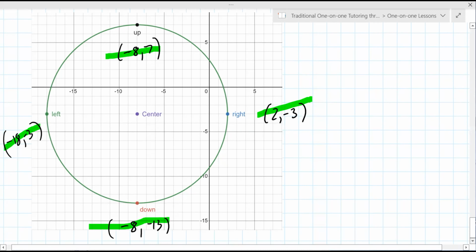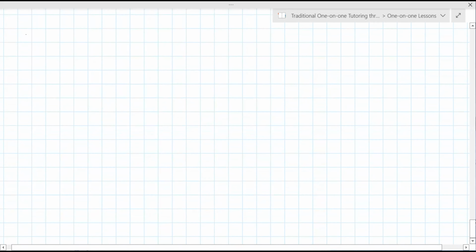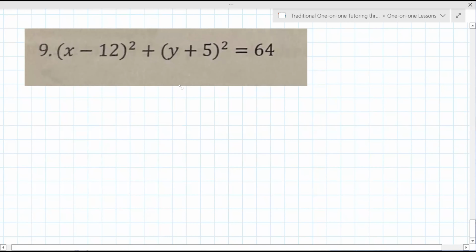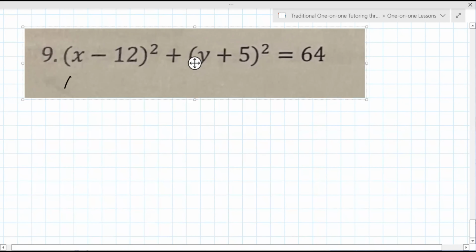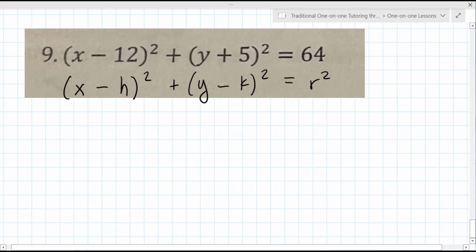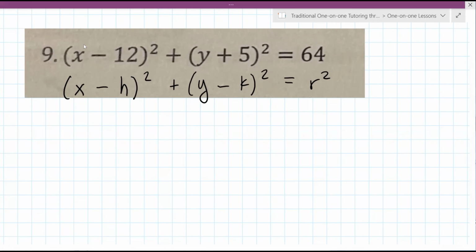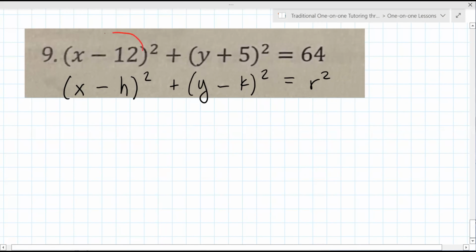Okay. So let's look at number 9 now. All right. I'm going to grab question 9. Okay, and I'm going to write the standard form below it. So (x minus h) squared plus (y minus k) squared equals r squared. Right, so we're going to look at this part right here that I'm circling in red. Is this the same sign? Yes.